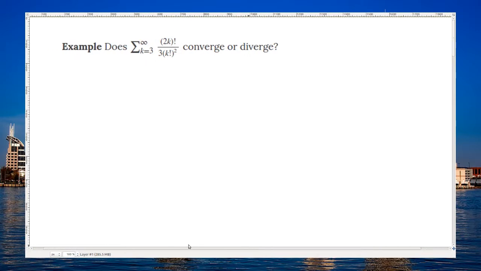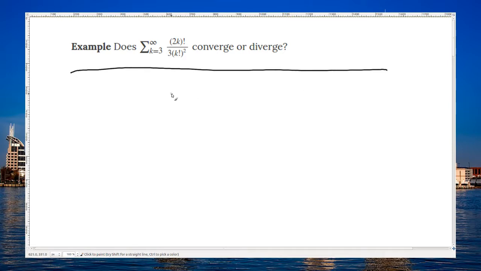The ratio test really shines when you're dealing with factorials, because it's very well suited for canceling factorial terms. So let's take a look at how I would approach this problem. Notice that it does not ask me what the value of the series is, because I can't figure it out using the ratio test. I can only figure out whether it converges or diverges.